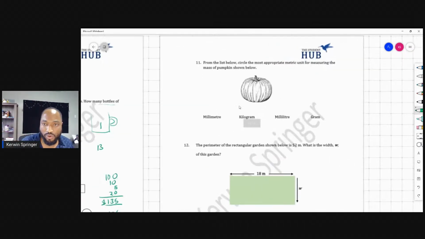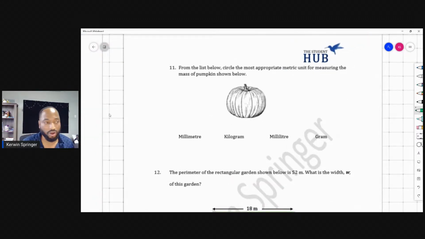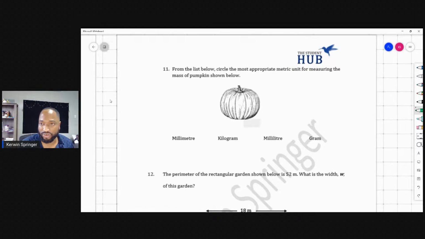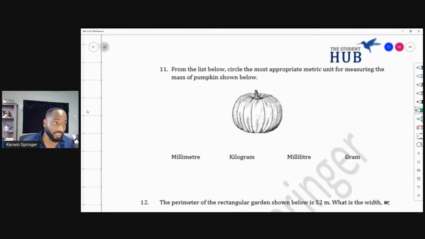From the list below, circle the most appropriate metric unit for measuring the mass of the pumpkin shown below. To measure this pumpkin, I can't use a millimeter. That's to measure small distances. I am not going to use a milliliter. That's to measure volume. So it's either kilogram or gram.